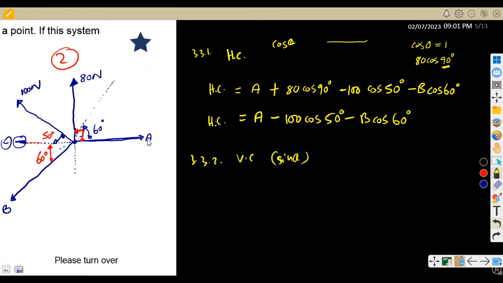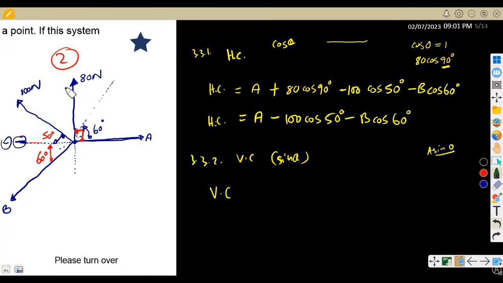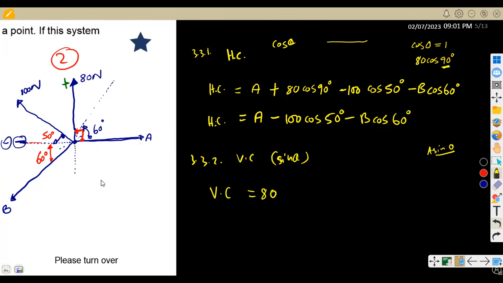So A, remember we said A is a straight horizontal. So there is no way we can have this as a vertical. It is going to be like A sine 0 like that. And A sine 0, that's a 0. So you're going to have nothing there. We move on to 80. 80, it's a straight vertical. It's actually a vertical component that we have, and it's going up, which is a positive. So we are going to have this as a positive 80. So that's 80.